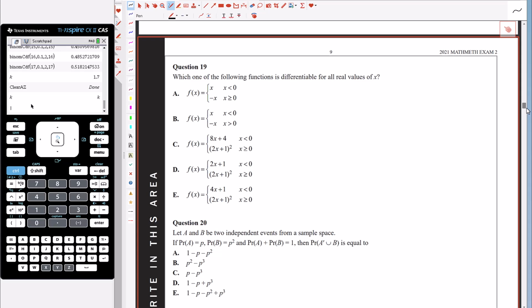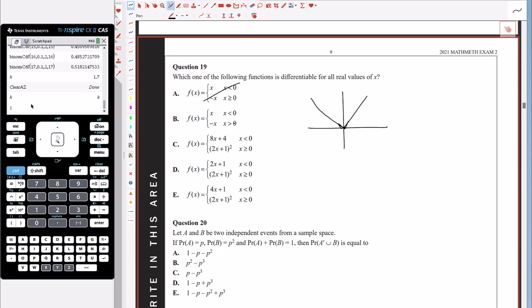Okay, question 19. Which of the following functions is differentiable for all real values of x? So we need to make sure that they're continuous and smooth to be differentiable. And so a definitely isn't. So if we have a think about a, that is y equals x when x is bigger than 0 and y equals negative x when x is less than 0. And so whilst it is continuous because the graphs join here, it's not smooth here, so not differentiable.